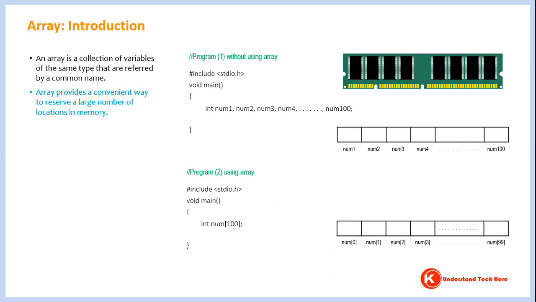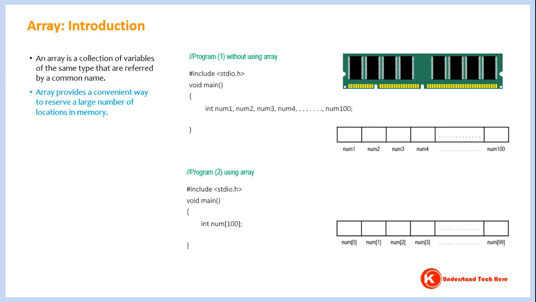Remember, you cannot put one type of data in one location and another type of data in another location. In an array, in all locations, you can only keep one type of data. For example, in our program, since we have written int, we can only place integer types of data.